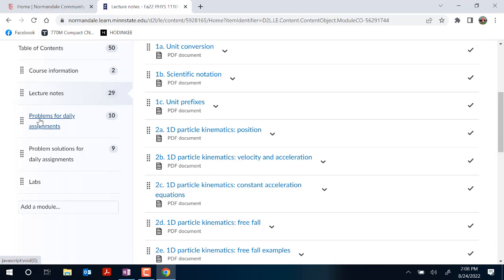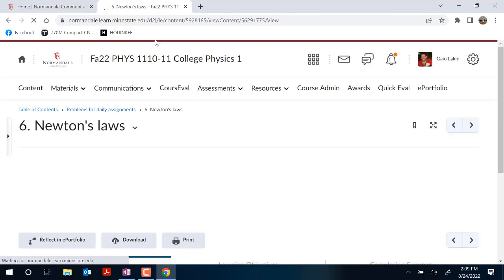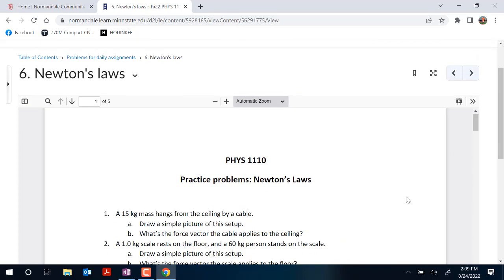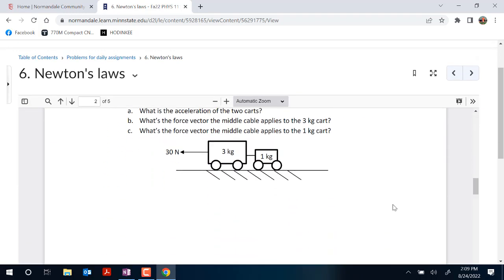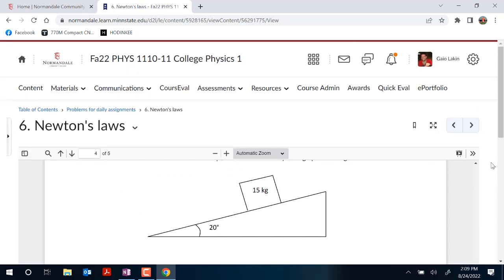All of the problems that I'll assign just for the daily assignments are here. So you can go to any one of these topics. The chapter numbers correspond to the chapter numbers of the notes and the lectures. And you can just see all the problems that we'll be working on under that topic.